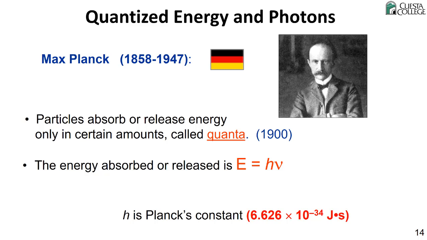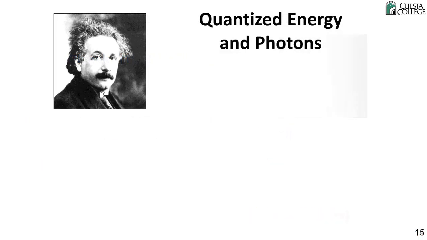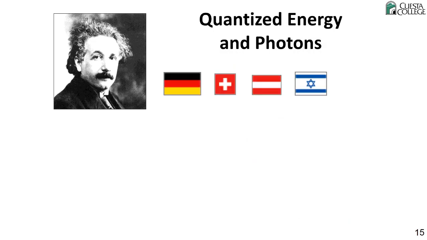The constant in his equation is now called Planck's constant, and it has this value. It's kind of a weird number. First of all, it's really small, 10 to the minus 34, and the units are in joules times seconds. Typically, we see units like joules per second, but this is not the case. It's joules times seconds.